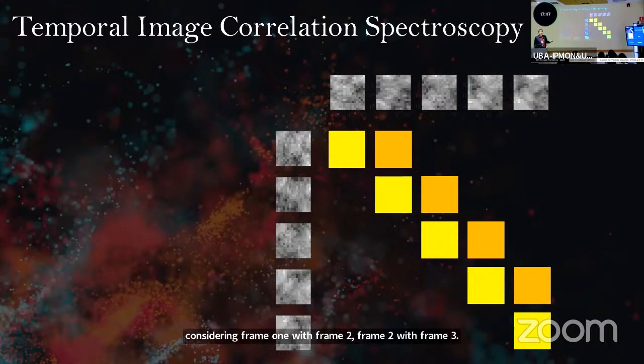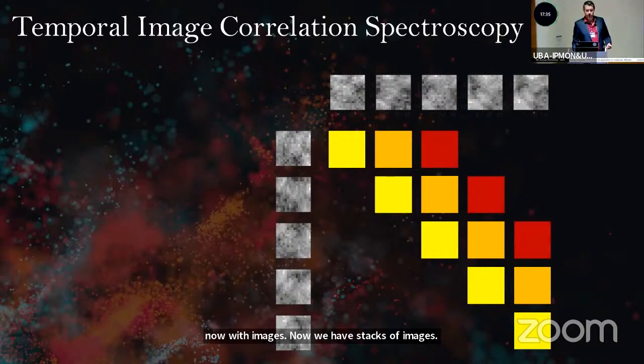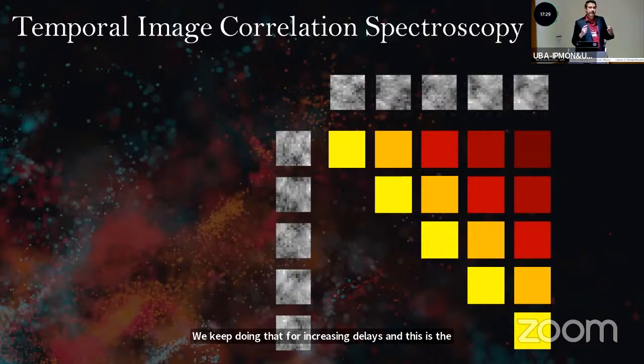And this is exactly the same as shifting the delays of the time lapse, right? The time series is exactly the same idea, but now with images. Now we have stacks of images. And we keep doing that for increasing delays, and this is the tau, until we go out of taus, let's say. And this is why in FCS you have many, many, many points. Sometimes at the beginning, or back in the day, it was almost millions of points.